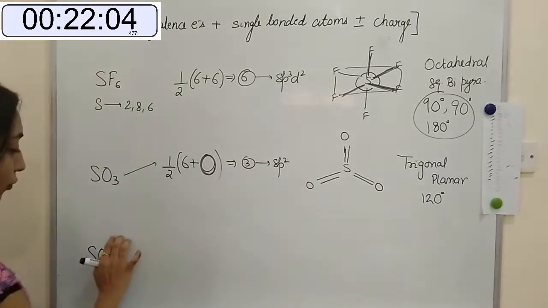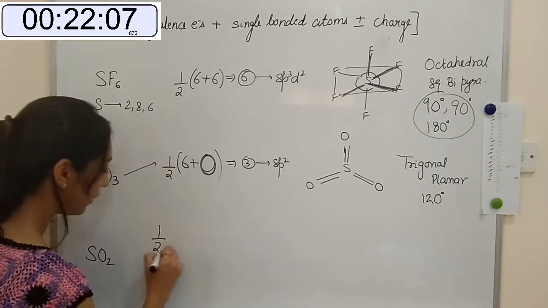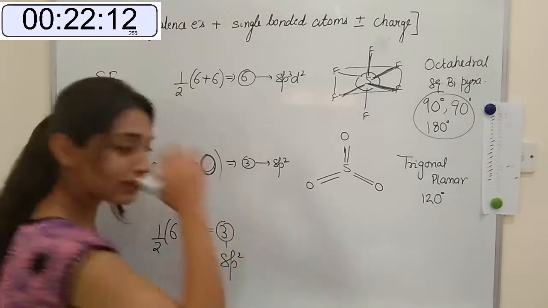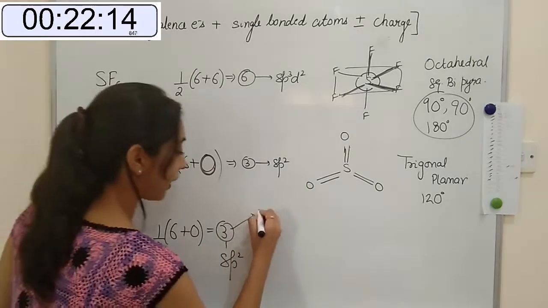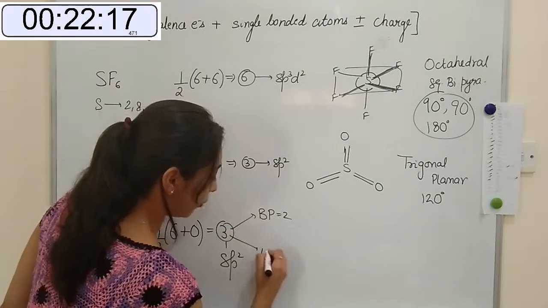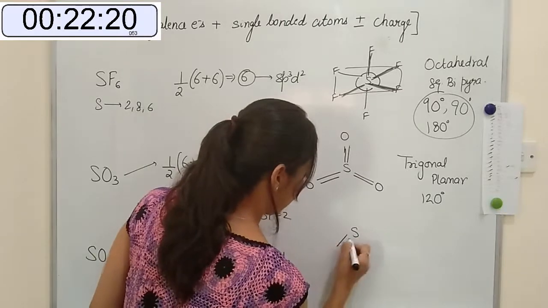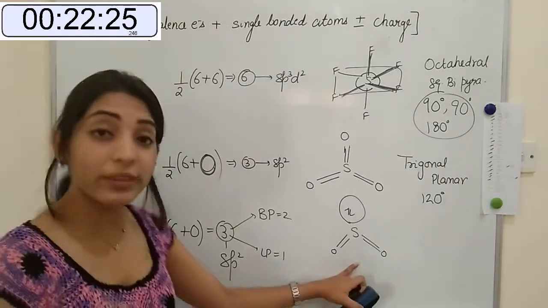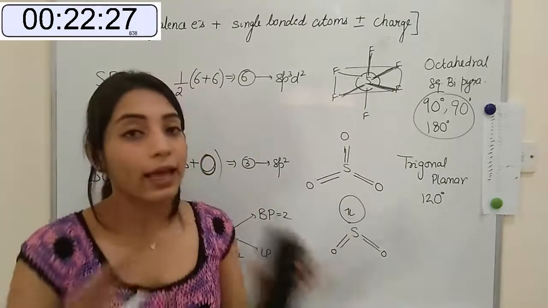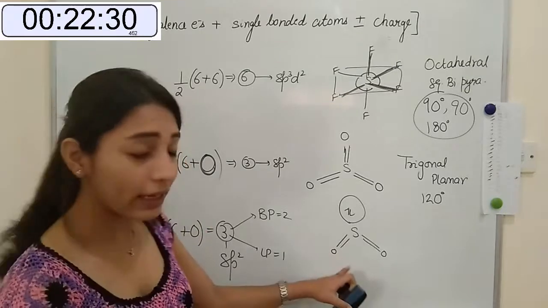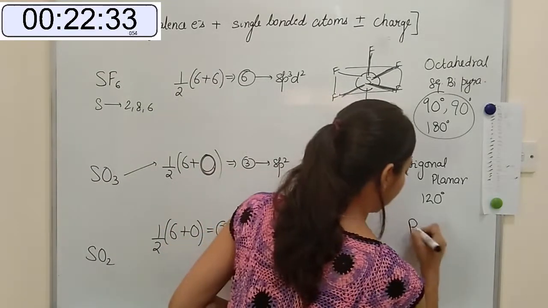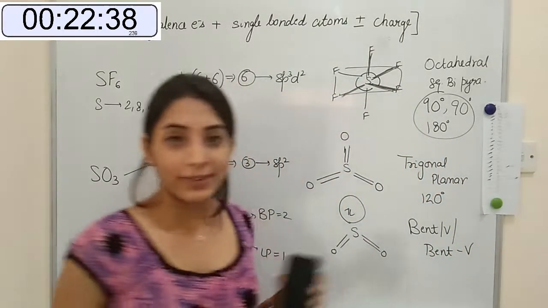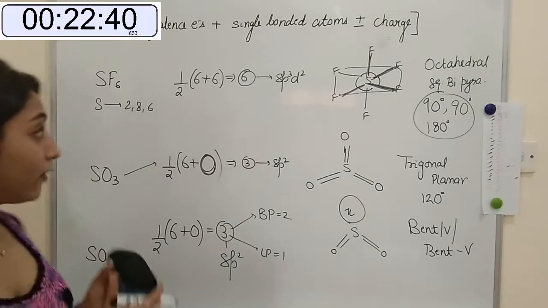Done. Moving on to the next question, SO2. Half, sulfur is 6 plus 0, which is 3. 3 means hybridization for sure will be sp2. But now it has how many bond pairs? 2. Lone pair is 1. So the shape will be this, and 1 lone pair will be there. You have to remember sulfur can form double bonds with oxygen, as many double bonds as sulfur wants. So the shape is again bent or V-shaped. Done. So this was about sulfur dioxide and sulfur trioxide.